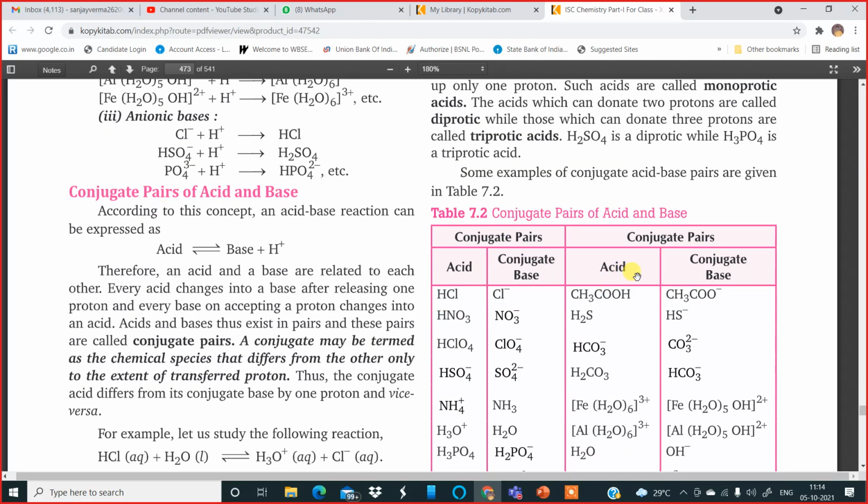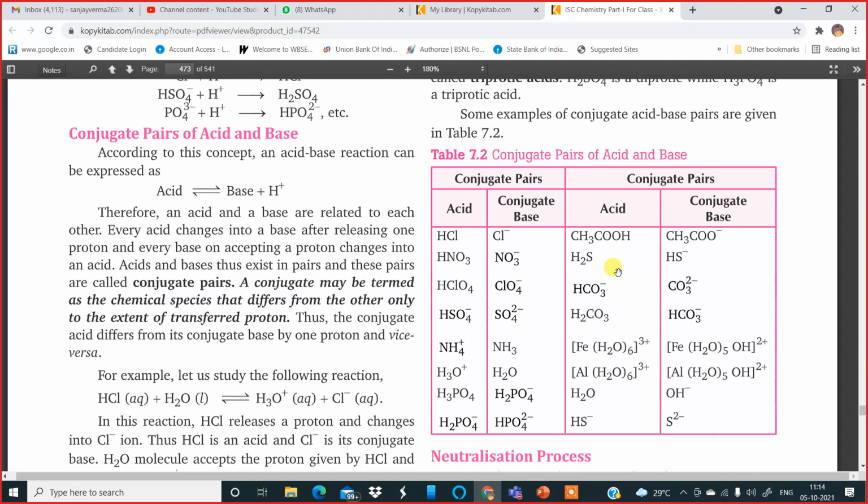Try to go through this table 7.2, which is a very important table. This will make your idea clear about the conjugate pairs of acids and bases. So here, hydrochloric acid, its conjugate base is Cl minus. Nitric acid, conjugate base nitrate. Perchloric acid, conjugate base perchlorate, and so on. Similarly for the bases also.